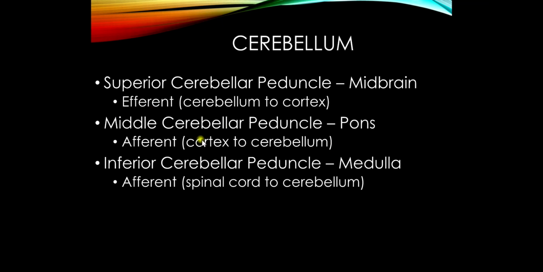And this is a pathway that's going from the cortex to the cerebellum. So with respect to the cerebellum, this is an afferent pathway. It's going into the cerebellum. So that one's easy to remember. Now, the inferior cerebellar peduncle that's connected to the medulla is mainly afferent. It's mainly information going from the spinal cord to the cerebellum. We'll see there's a lot more going on here, but for now, just remember that. The superior cerebellar peduncle connects with the midbrain, and this is mainly outgoing information from the cerebellum back to the cortex.